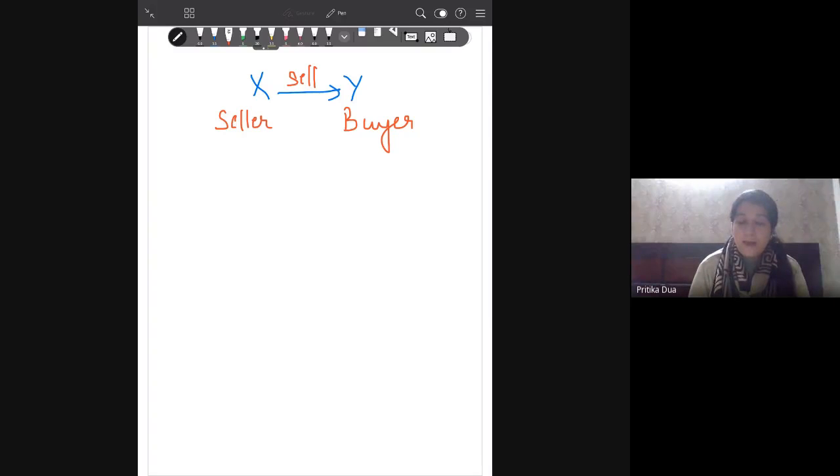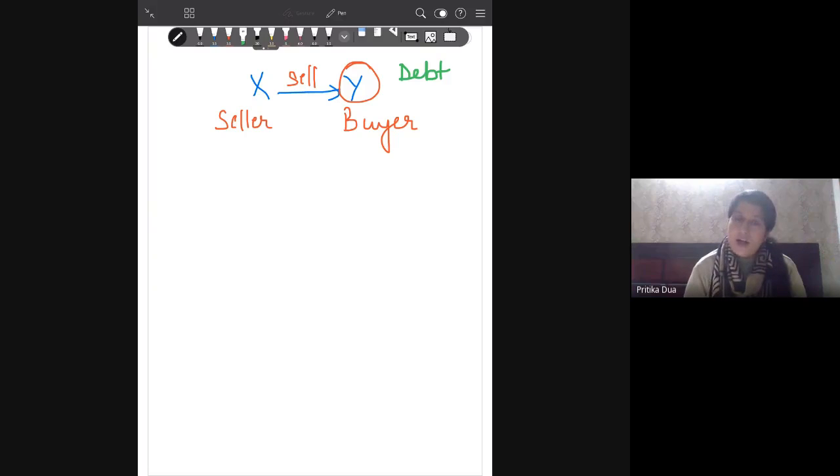Y has not paid any cash, so Y becomes the debtor. Debtor वो person है who has some amount outstanding to the seller. Okay. So in this transaction, Y is the debtor and X is the creditor for Y. Okay. Someone who has sold on credit basis.